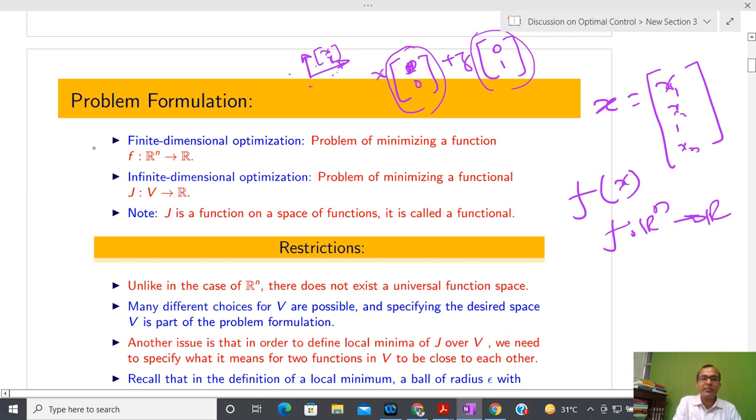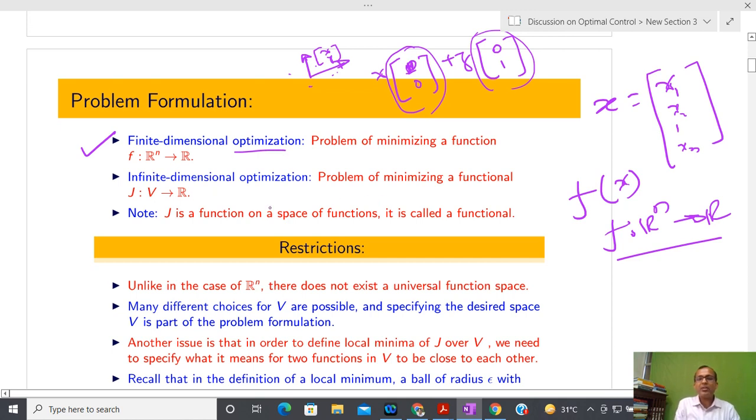Whenever we talk about the basis for an optimization problem like this, it is always finite, and for that reason the name is finite dimensional optimization problem. Optimization means I am going to search for maxima or minima.